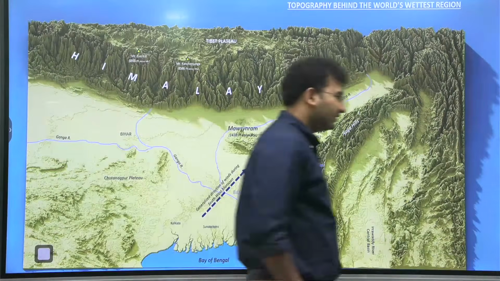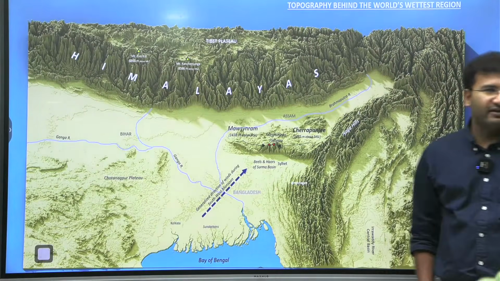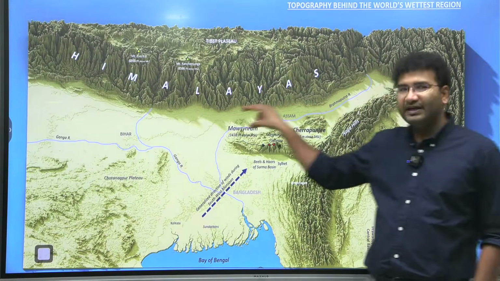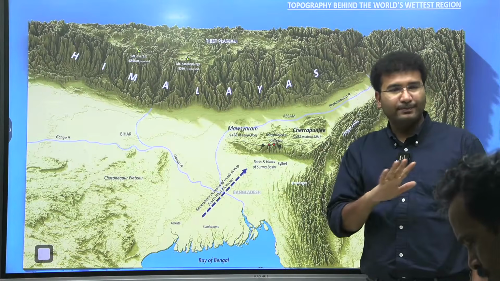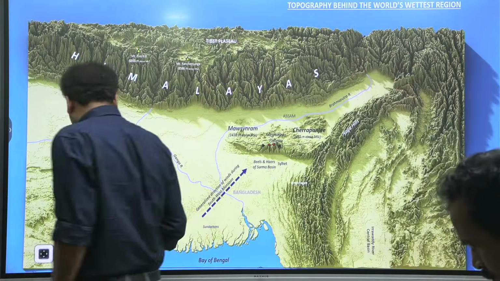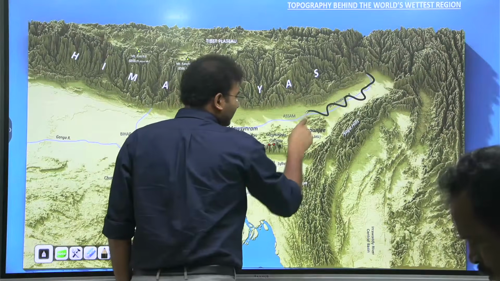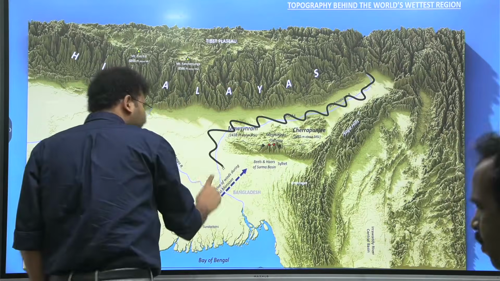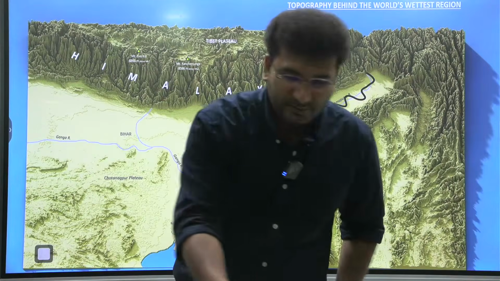It seems like your northeast is full of mountains, but not. Assam is a plain area. Wherever the river Brahmaputra flows in Assam, it is completely plain. Now, the river Brahmaputra meanders a lot.